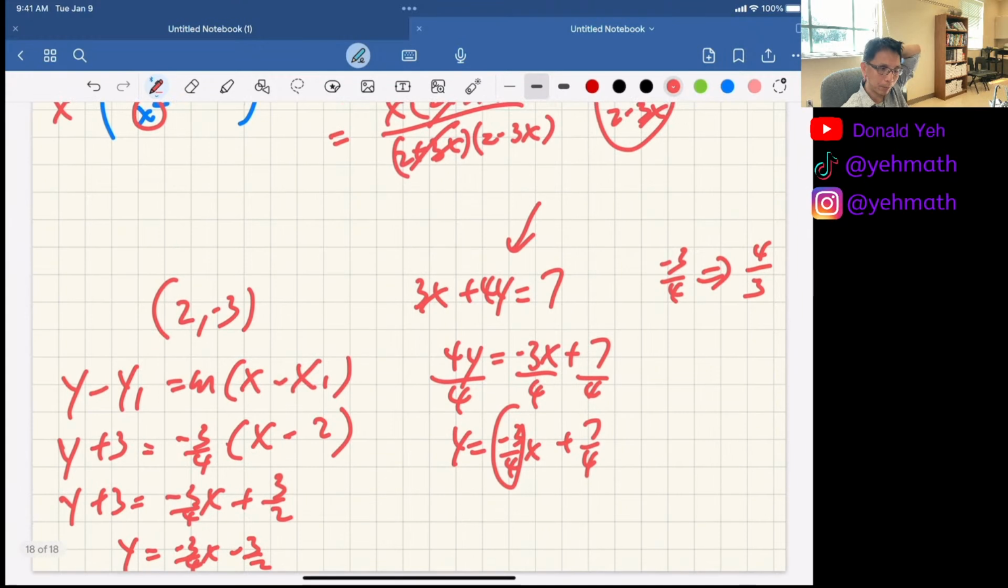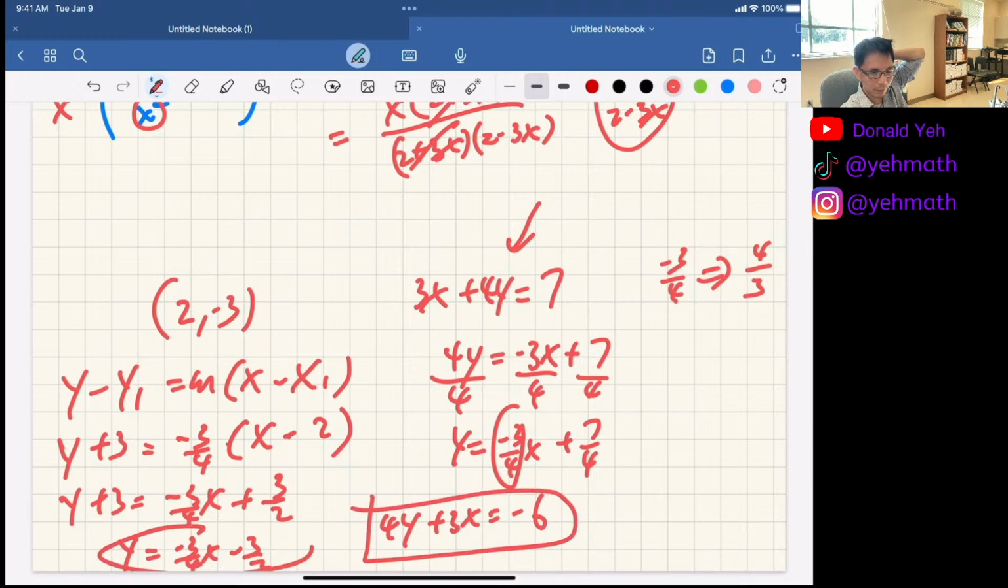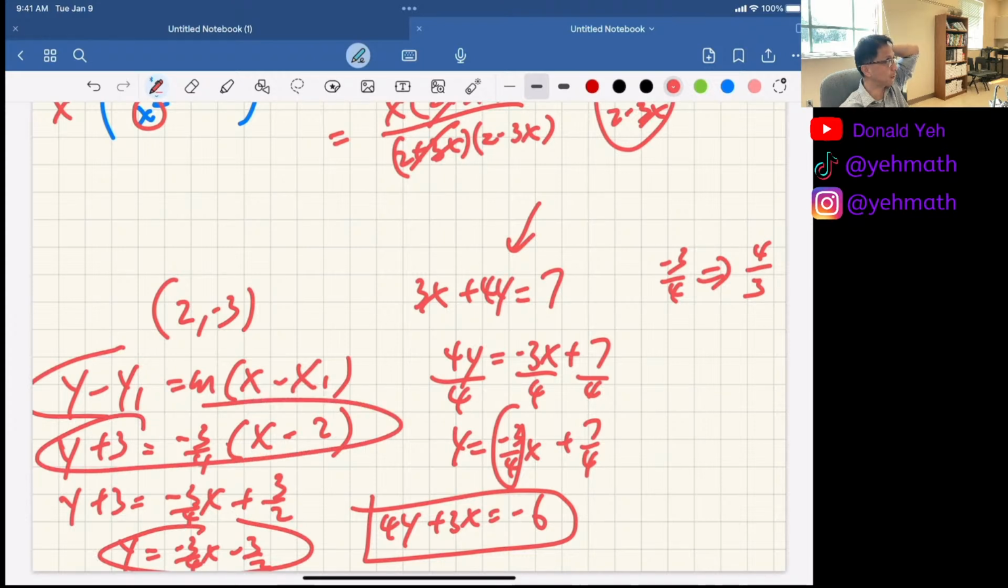Now I can multiply everything by 4. So that's going to be 4y plus 3x. If I multiply by 4, I believe this is negative 6. This is one form, this is another form, so there are 3 different forms that you can get. I was confused because the answer wasn't the same.